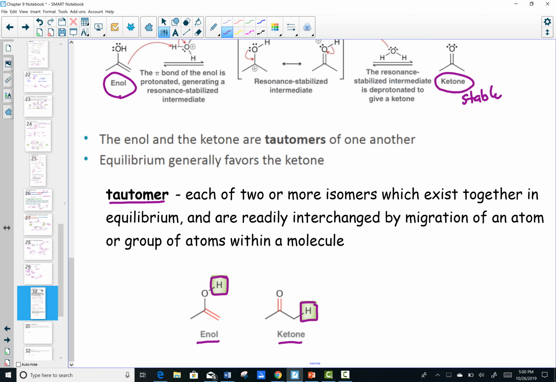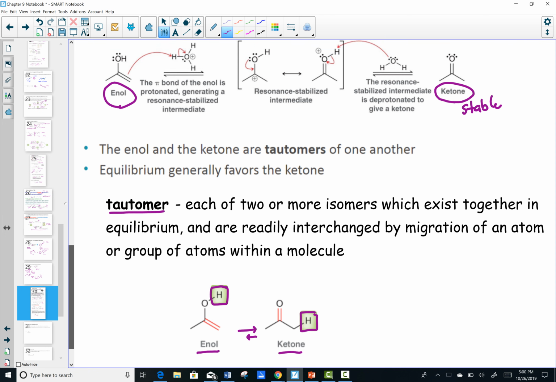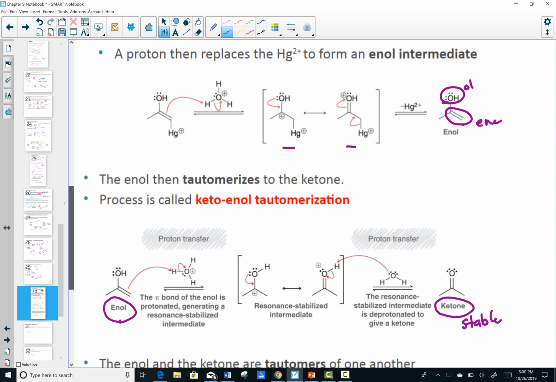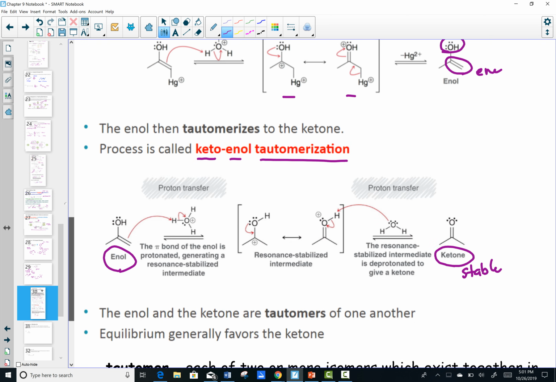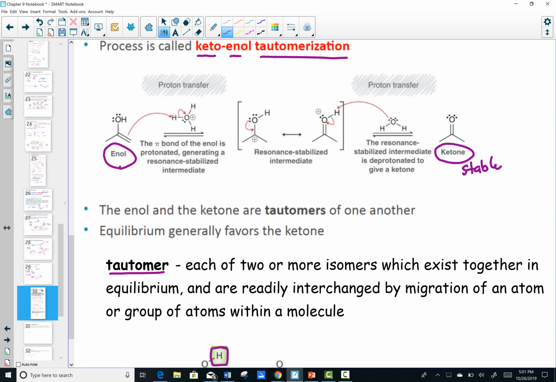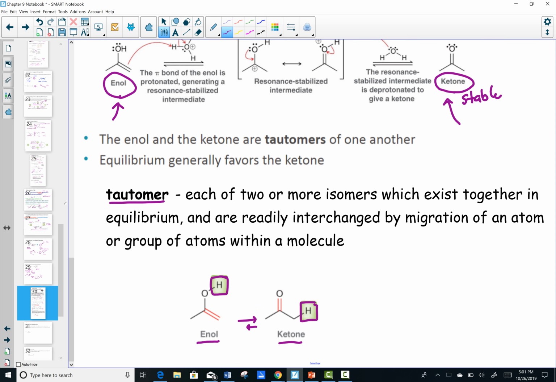And thermodynamics favors the ketone over the enol position. So all of this, my friends, is just kind of coming out to let us know that a keto-enol tautomerism is just a process where these two competing positions, the enol and the ketone, are in equilibrium, and yet one side is actually favored over the other.